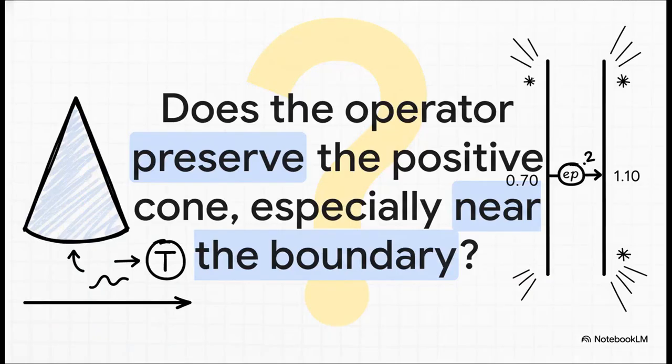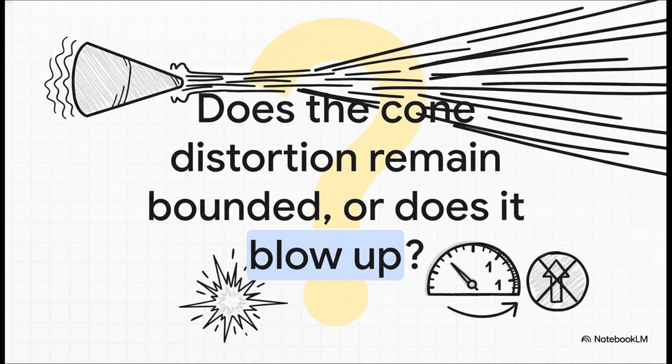And this leads us to the first major open question for Route 2. Does the operator actually preserve this cone of positive functions? We can't just assume it does. It's a real question, especially when our parameter epsilon gets close to the boundaries of our interval, near 0.70 and 1.10. The second question follows right from that.